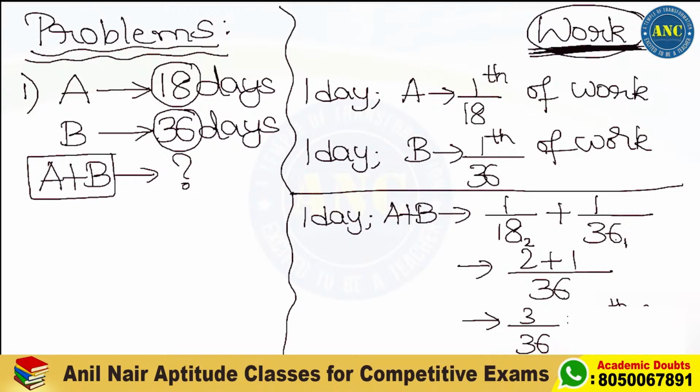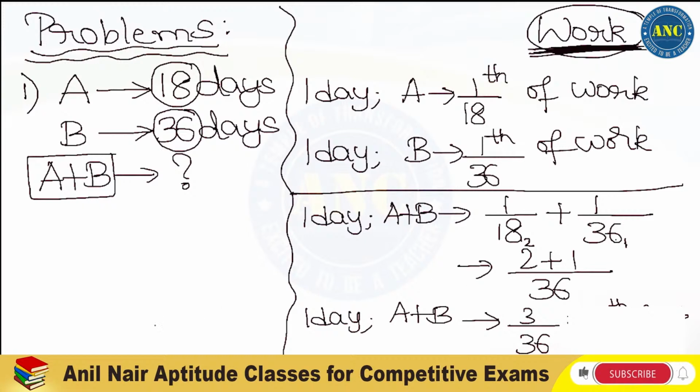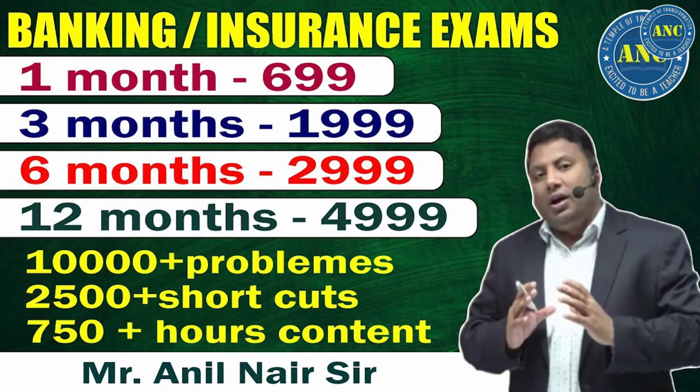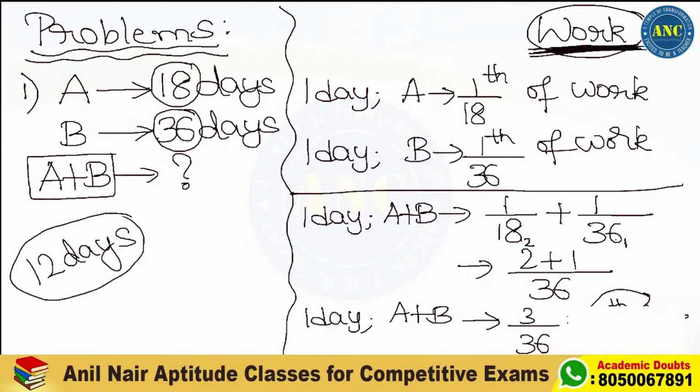That means if both my friends A and B are working together, in one day they will do 1/12 of the work. To complete one entire work, how many days will they take? Just reverse this value of 1/12, you will get the answer. What should be the answer for this question? As Sriram rightly said, the answer for this question is 12 days.